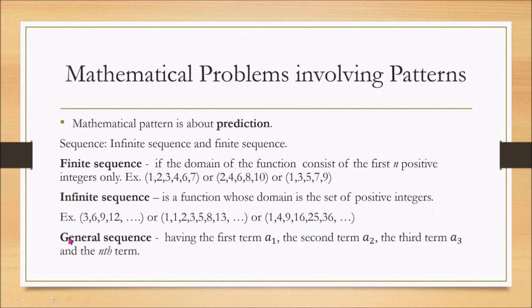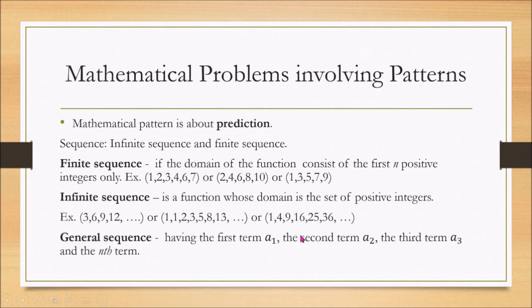So let us first have the general sequence, wherein a general sequence is just identifying the nth term. Let's say the first term is A1, the second term is A2, the third term is A3, and so on and so forth, until the nth term. That is the general sequence. That means there should be A1, A2, A3, A4, A5, A6, and so on and so forth.